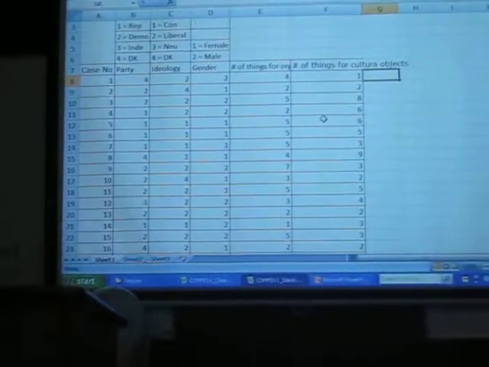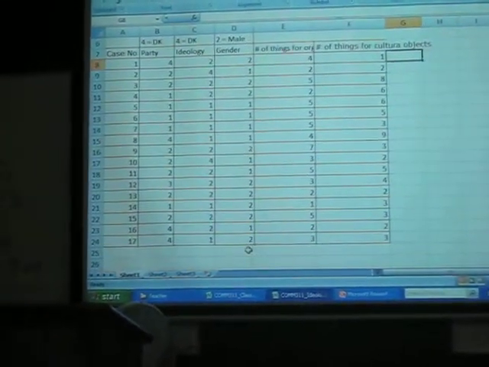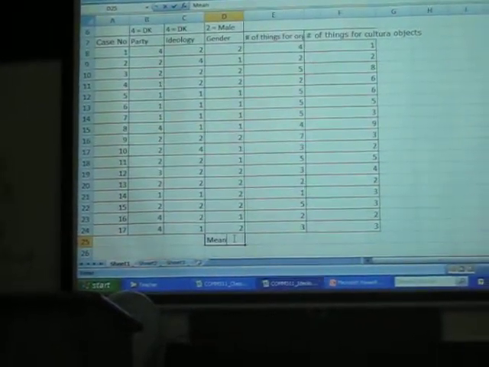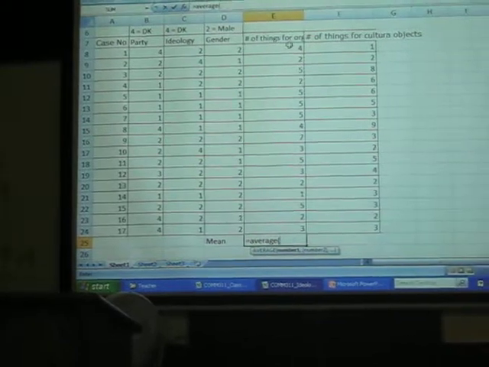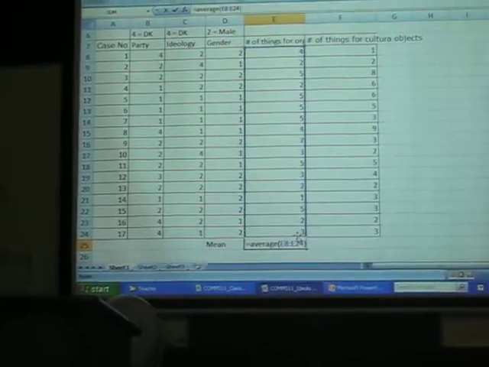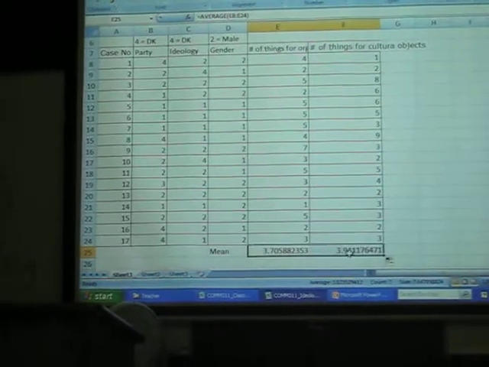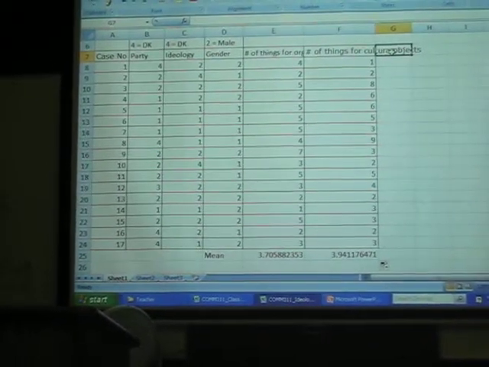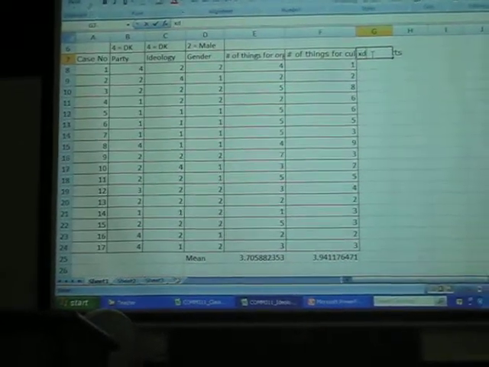Standard deviation of y. Okay. Let's find the mean first. The mean is equal to the average: highlight all the numbers, enter. Okay, and this is the mean. Then you copy it and find the mean of the second variable.